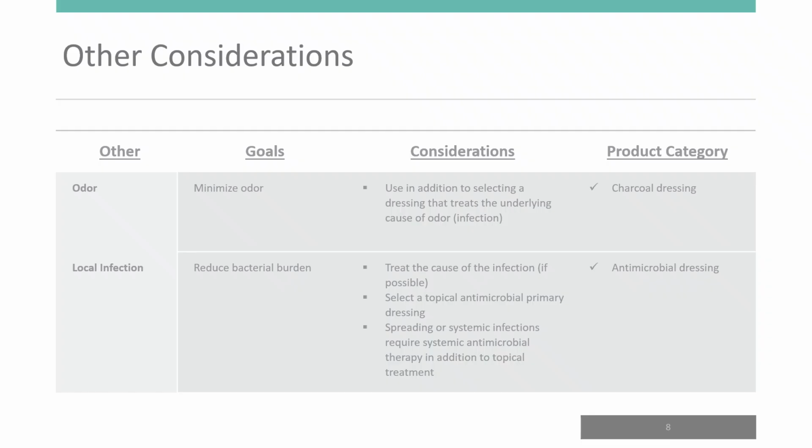If there is local infection, the goal is to reduce bacteria burden. Of course, treating the cause of infection, if possible, with an antimicrobial or an antibiotic. Selecting a topical antimicrobial primary dressing, and decreasing the spread or systemic infection, which might require systemic antimicrobial therapy in addition to a topical treatment. And the best product category for wounds such as this would be an antimicrobial dressing.